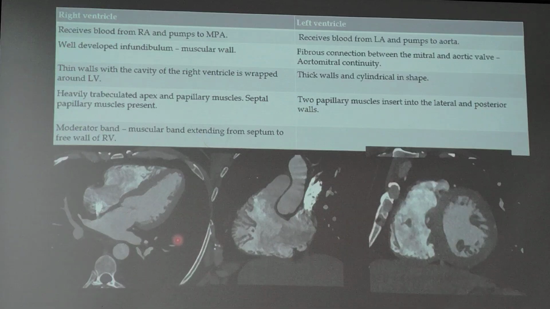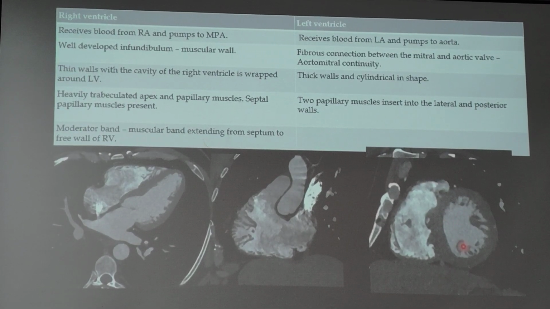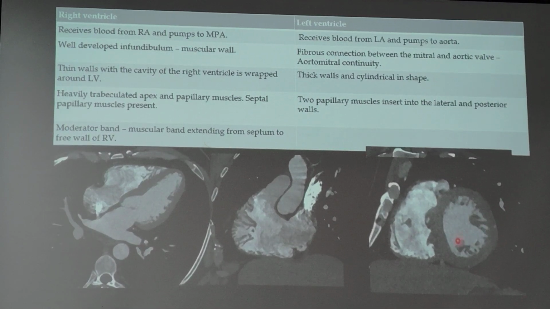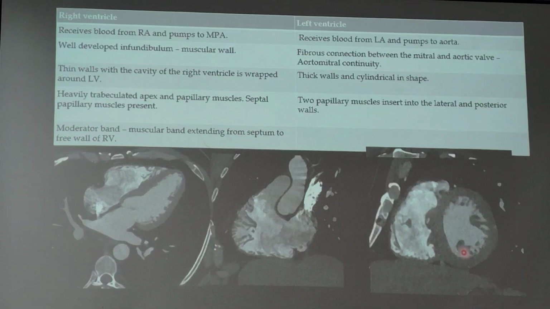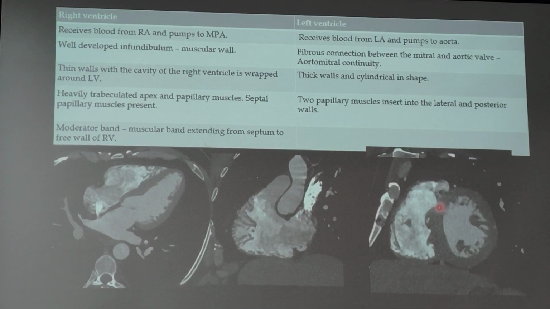Okay. And this is the short axis view of your ventricles. You are seeing that this is the LV, this is the RV. On the LV side, you are seeing that the septum is smooth. Okay. And now you can see the septum over here. It's not very smooth. There are multiple trabeculations over here. Okay. So the interventricular septum on the LV side is smoother, and on the RV side it has multiple trabeculae.